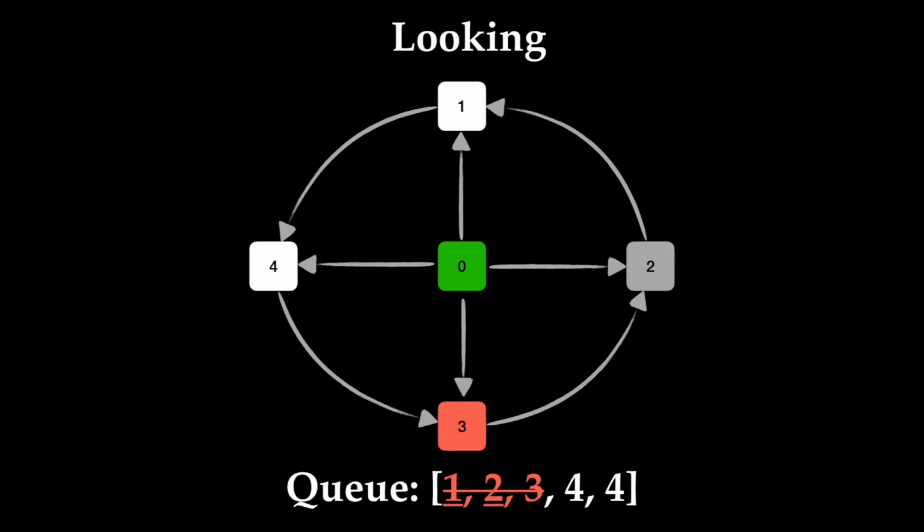And then we look at 2. But we've already visited 2. So we skip it again. And lastly we visit 4. And we look at 3, but we've already visited 3. So the next item in the queue is 4, but we've already visited 4.